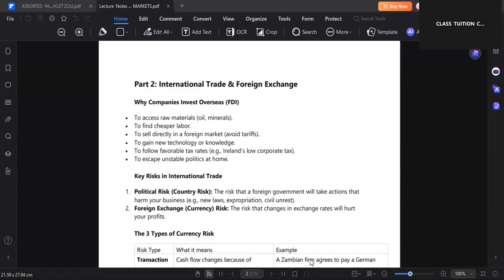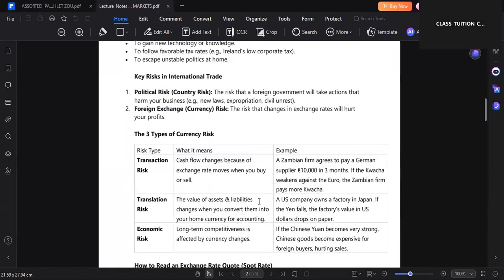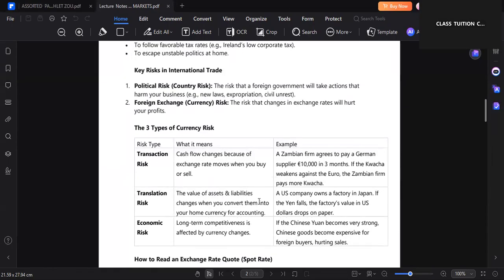But international trade comes with risks. So in addition to normal business risks, there are two major risks that are involved when trading overseas. What risks do we know of? So we have political and foreign exchange risk. So political, you can call it country risk, and currency risk.